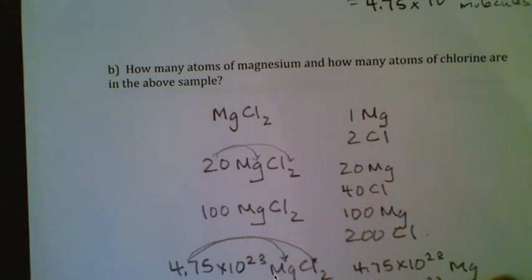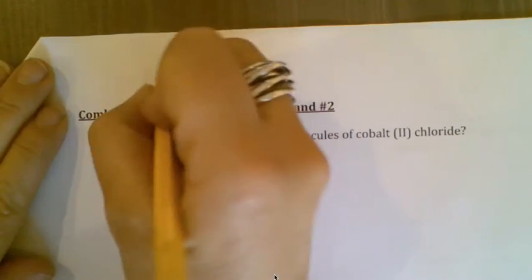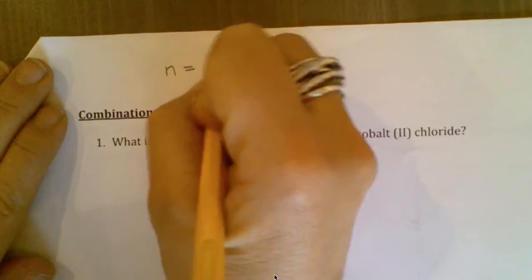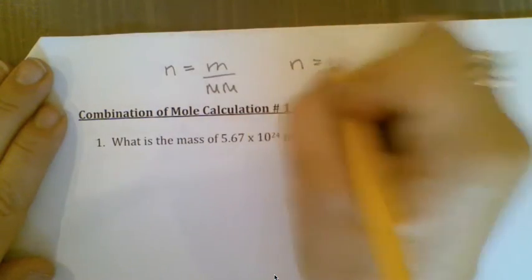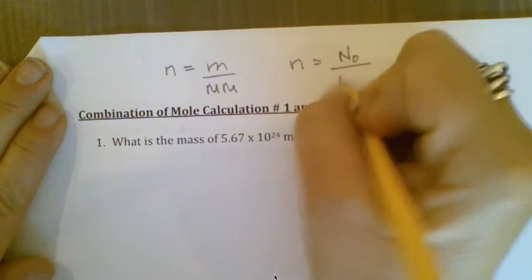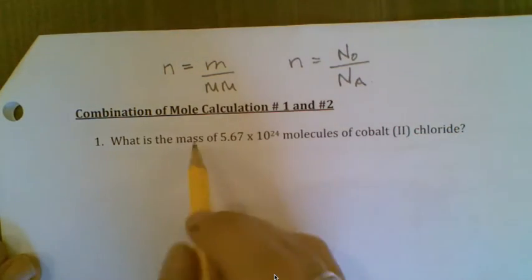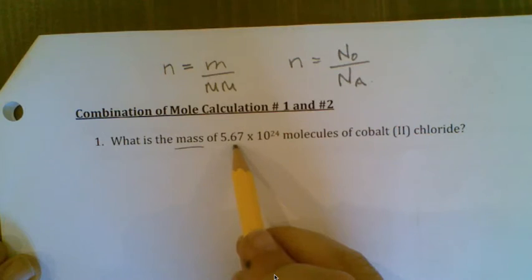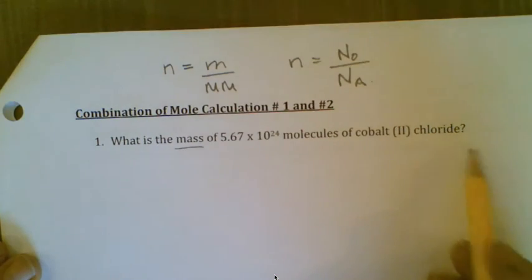Let's take a look at a multifaceted question that's going to involve both mole calculations. So what I might do up at the top is write down those 2 calculations on how to solve for moles, and I'm going to refer to those as needed. It's asking, what is the mass of 5.67 times 10 to the 24 molecules of cobalt-2 chloride?